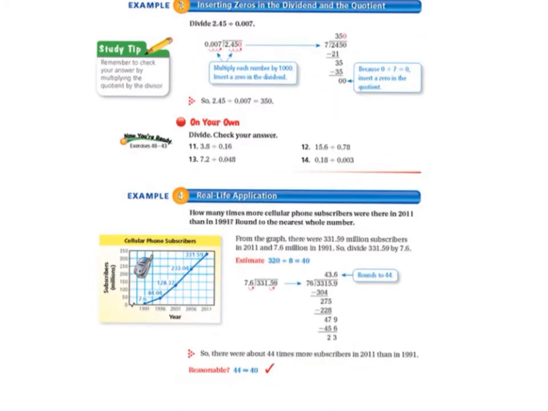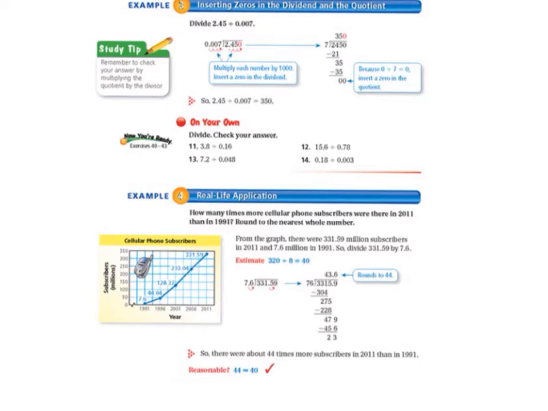Let's keep moving on to example 3, inserting zeros in the dividend and the quotient. So when we divide 2 and 45 hundredths by 7 thousandths, we need to move our decimal point 3 places to the right in order to get that 7 thousandths to become just a 7. But I only have 2 places in my dividend, so that means that I need to add a 0 on the end. So my new problem becomes 2,450 divided by 7. I'm going to divide that out.